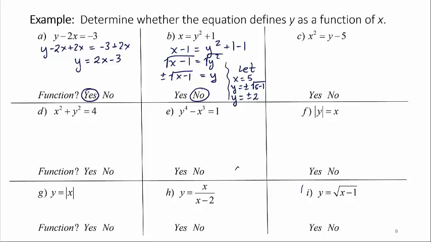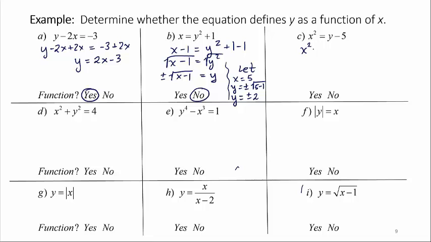And if you graph it, you have to graph both the positive square root of x minus 1 and the negative square root of x minus 1, and you'll see that when you graph both the positive and the negative, it fails the vertical line test. Okay. So in this next example, x squared is equal to y minus 5. This is a little bit different.